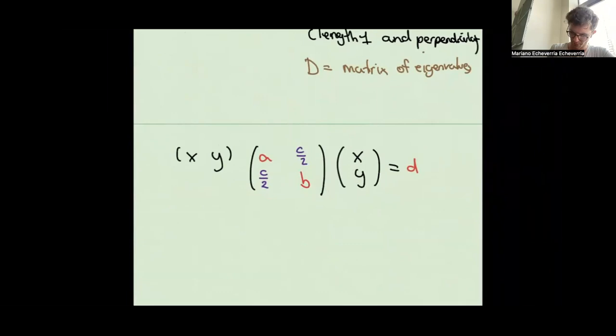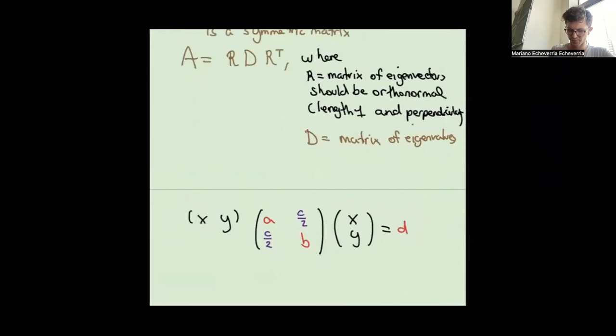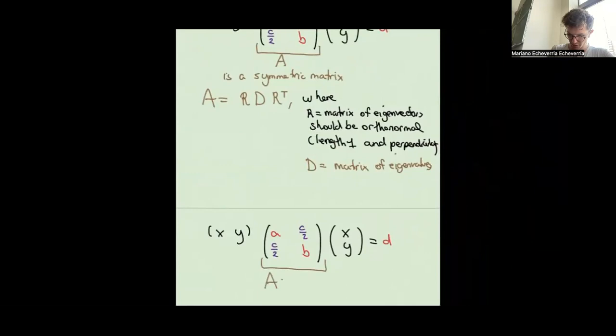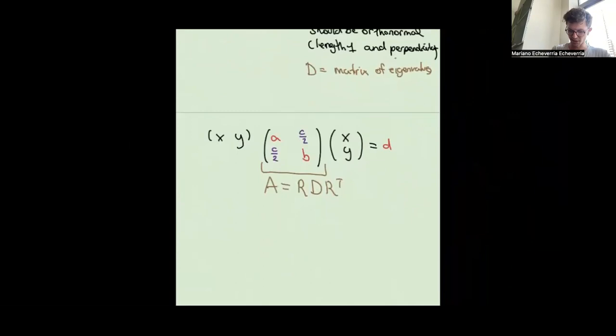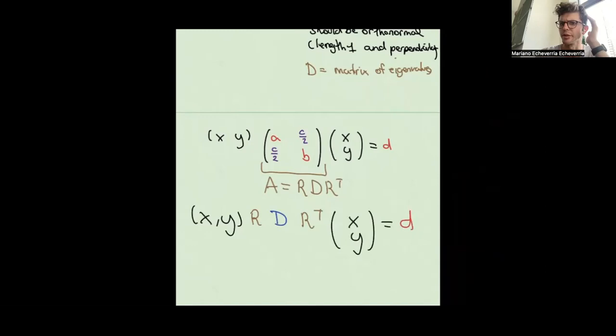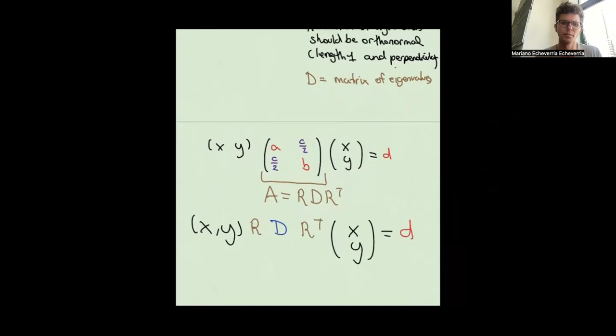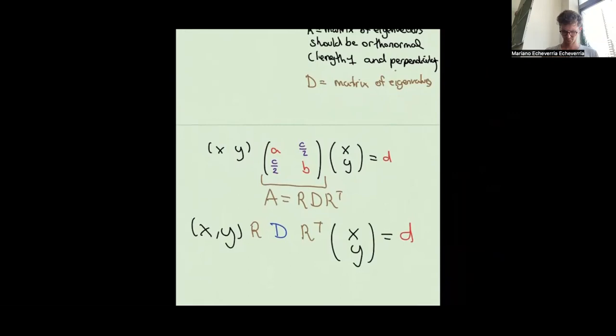Okay. So back to this equation, let me give you some help so that you can see everything. I'm going to replace this A with R D R transpose. And so the equation becomes X Y times R, let me put D in a different color, times R transpose times X Y. When you do that substitution, that's how it will end up looking. Let me stop here. Is that making sense? Any questions up to this point? So far, so good.